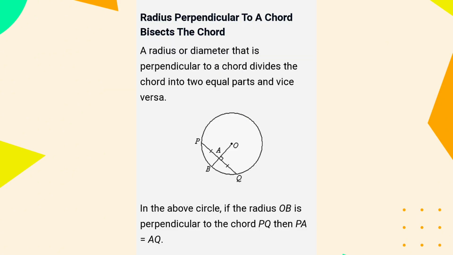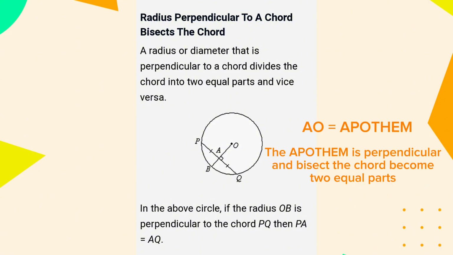A radius or diameter that is perpendicular to a chord divides the chord into two equal parts. In the circle diagram, the radius OB is perpendicular to the chord PQ. Then the length of PA is equal to the length of AQ. AO is called the upper thumb. The upper thumb is perpendicular and bisects the chord into two equal parts.